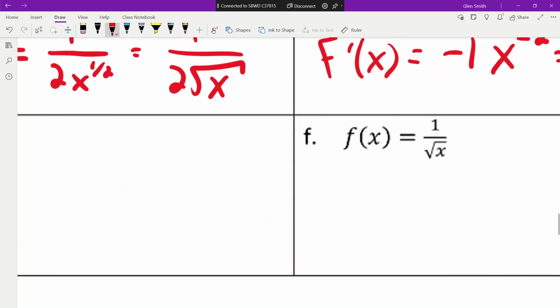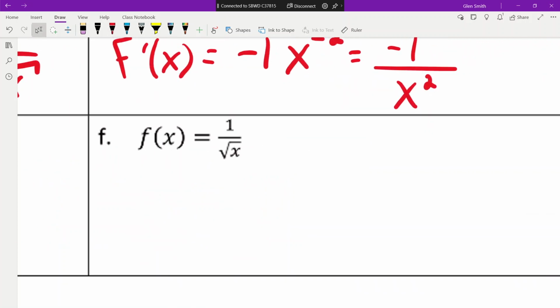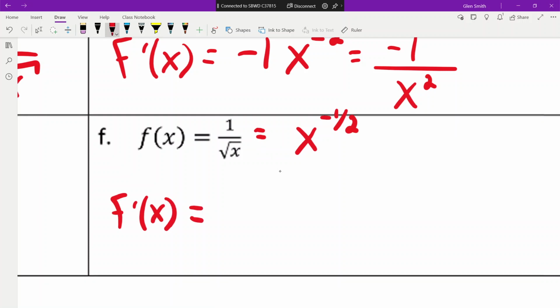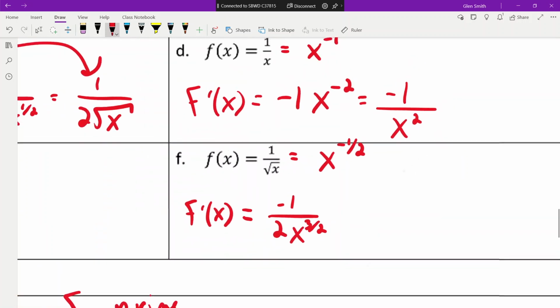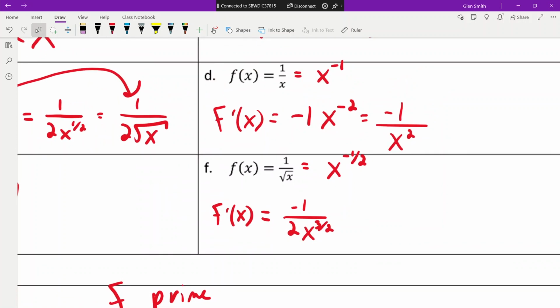And lastly, we got this over here. We'd have to rewrite this as x to the negative 1/2, and we would use the power rule on that. So f prime of x, check this out though, we're going to be lazy here a little bit. It's negative 1/2, and it should be x to the negative 3/2. But once you can think in your head x to the negative 3/2, just put it down the bottom. That's where it's going to be. x to the 3/2. Can we handle that? Questions? Comments?